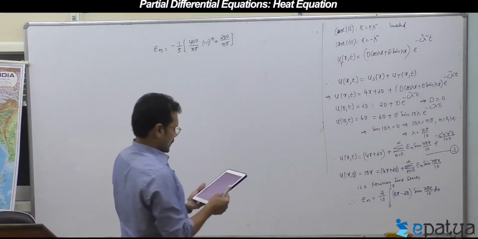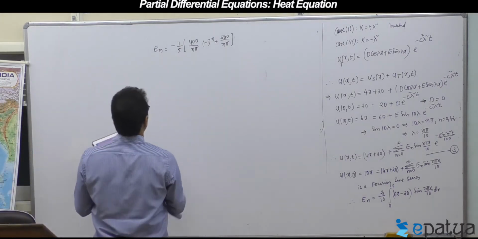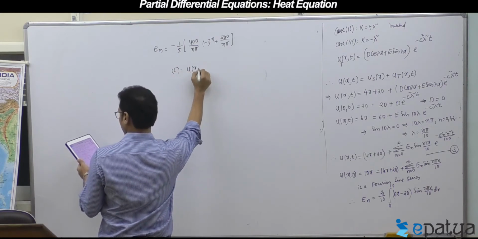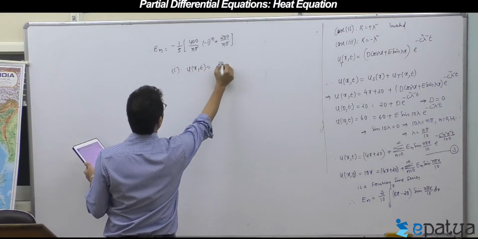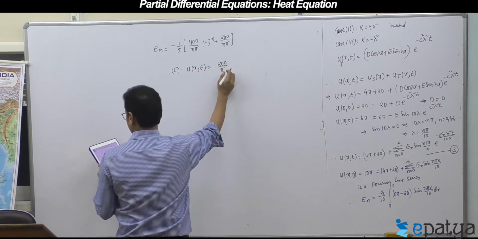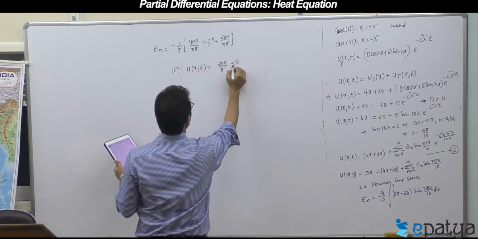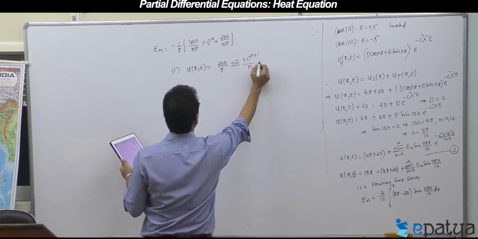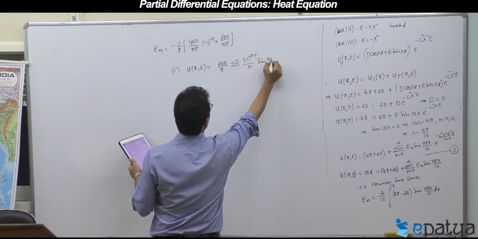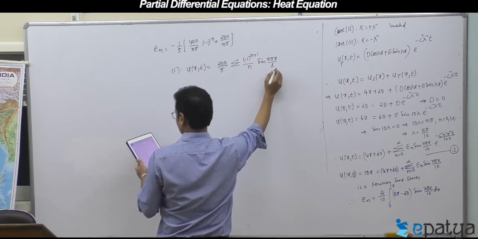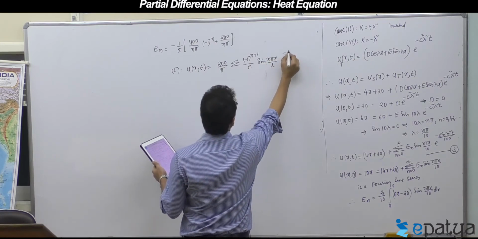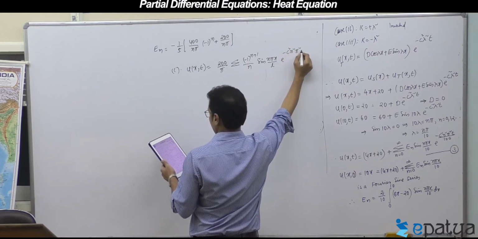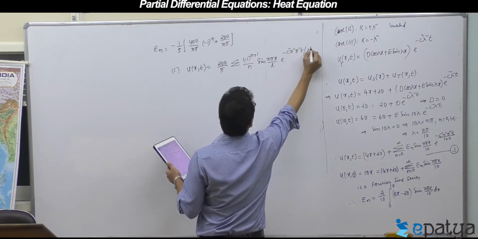So note the answers. For the first one, the answer is u of x comma t is 200 by pi sigma, minus 1 whole power n plus 1 by n, sin n pi x by L, e power minus c square n square pi square t by L square.